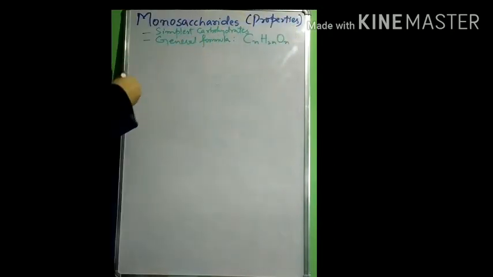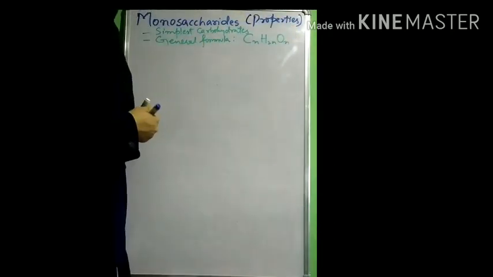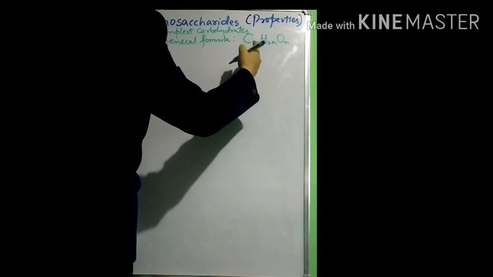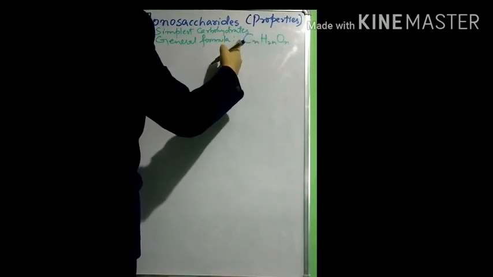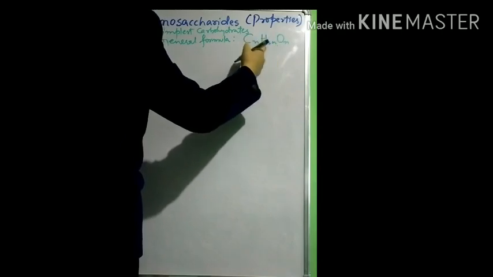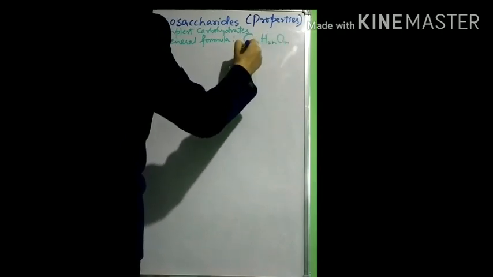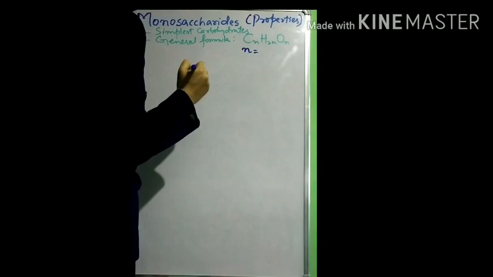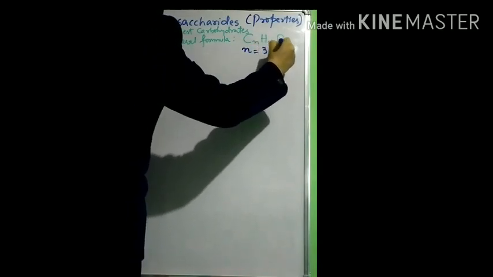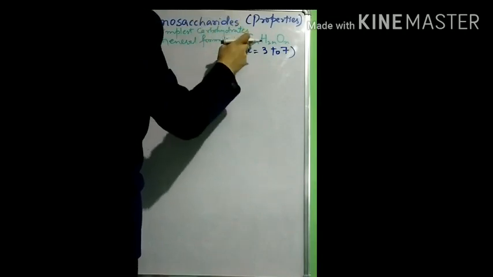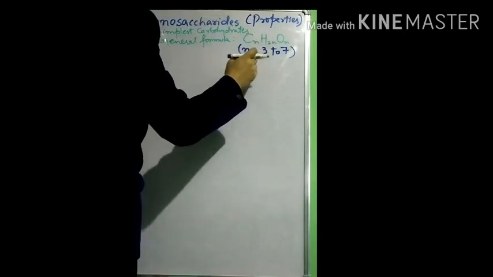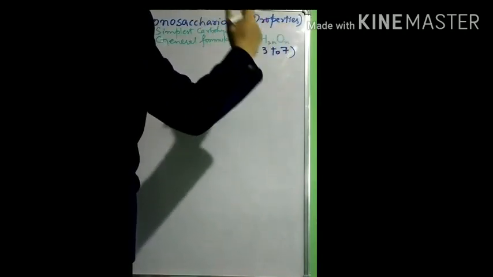The general formula is CnH2nOn, where n is what? n is the number of carbon atoms. So you have n carbon atoms, 2n hydrogen atoms, and n oxygen atoms. And n always ranges from 3 to 7. So in monosaccharides, you'll have carbon atoms either 3, 4, 5, 6 or 7.